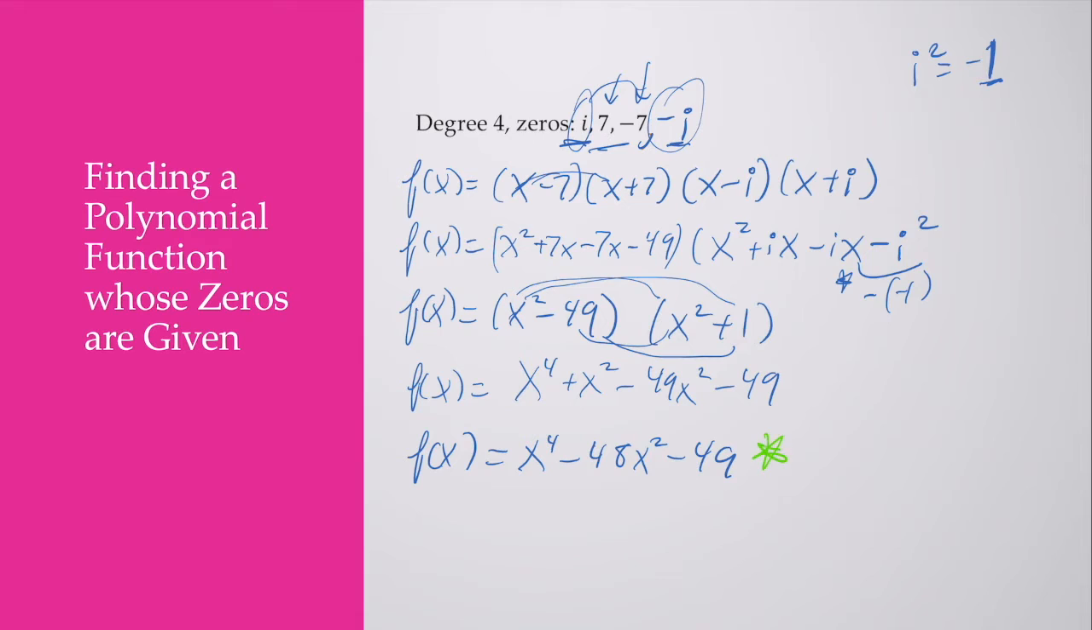Friendly note though, right, that if I multiplied by a constant, it would have the same zeros. So this is a polynomial. This is not the only one. I could multiply by a constant, and that would stretch or shrink or compress, but it would still have the exact same zeros.